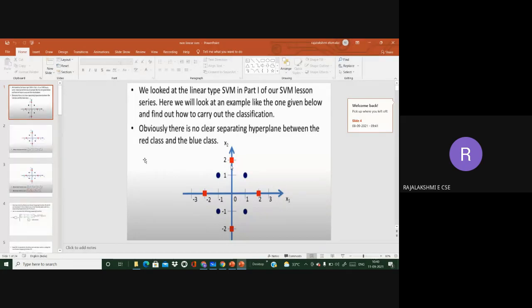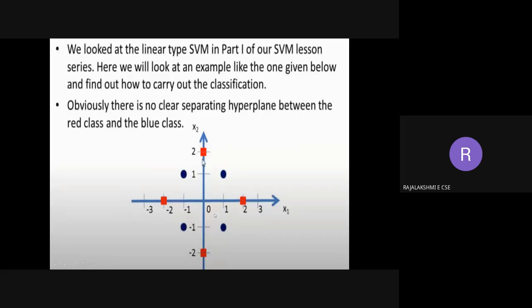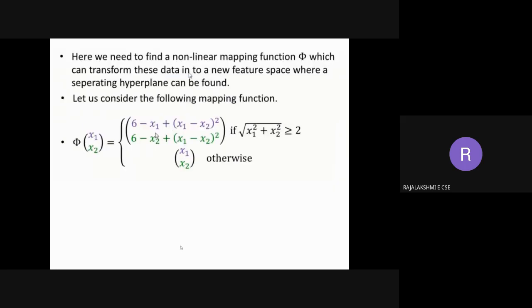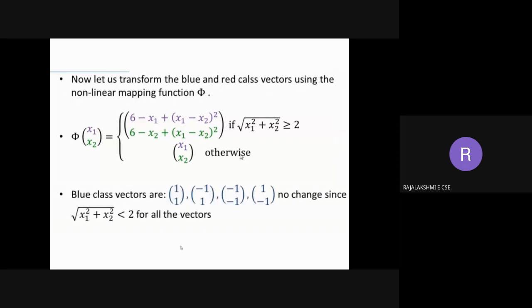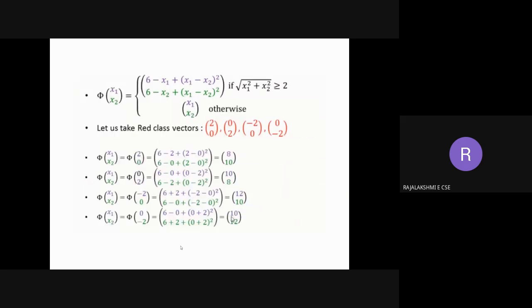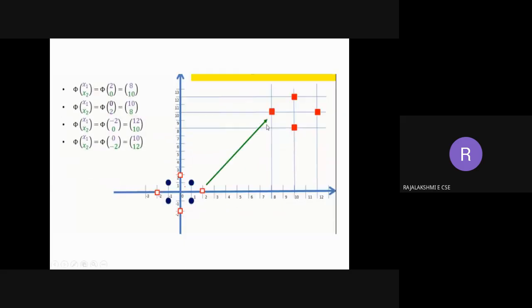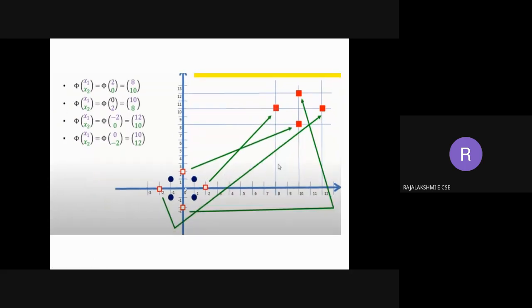So nonlinear SVM. Initially I have these points, and I know they cannot be separated linearly. Therefore, I take the blue vectors and the red vectors and apply this transformation function, and I get the new vector values. Okay, 10, 8, 10, 8, 12, 10, 10, 12. After applying these, you see the old values were shifted to these new values. Clear?